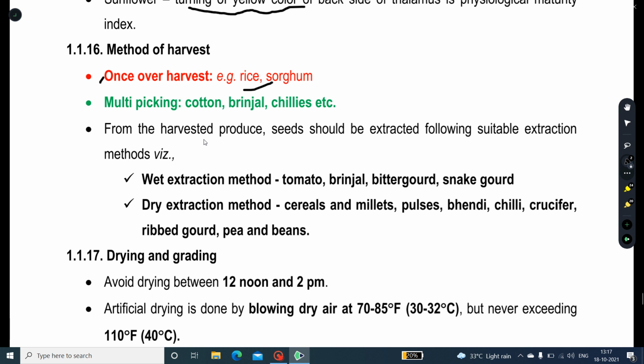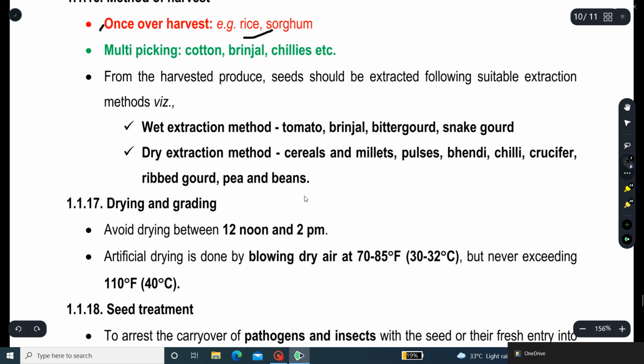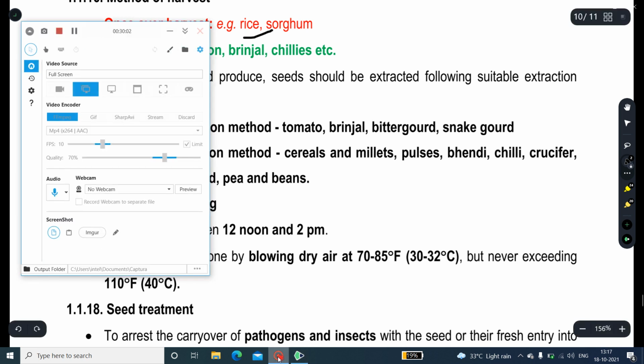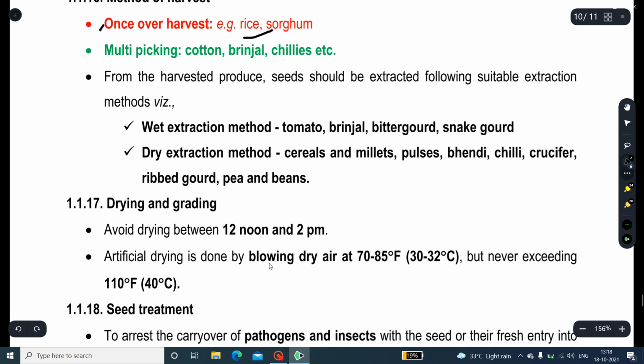In vegetables, the harvest is to be taken in different pickings. For getting higher yield, the first and last pickings are to be taken in different pickings. Sorry, next one we'll see.